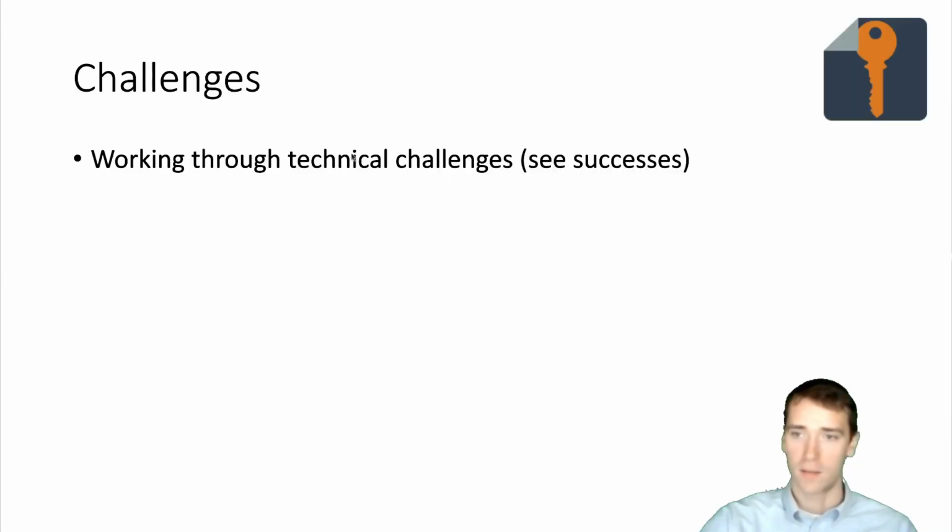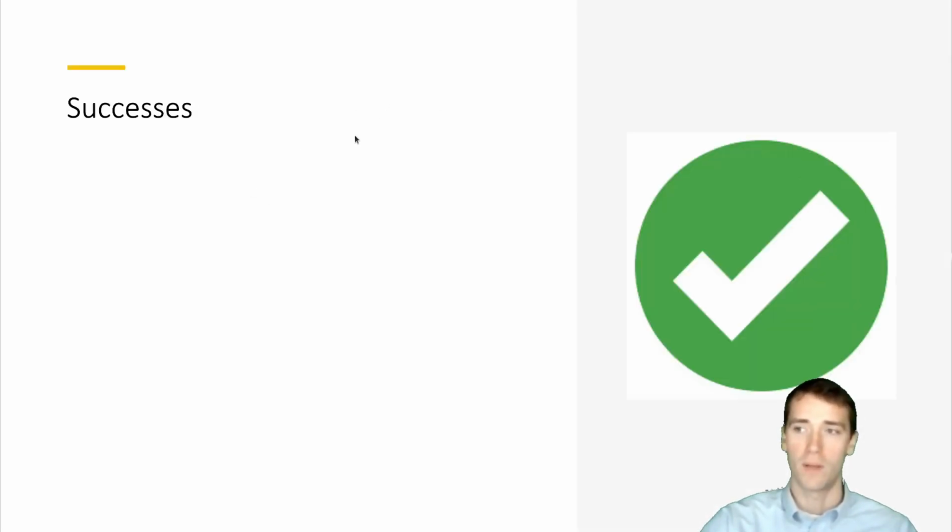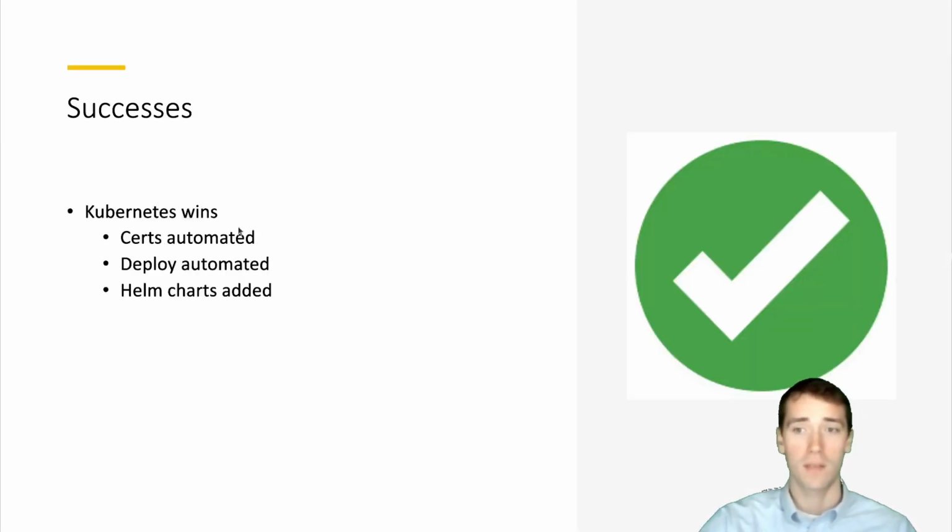So let's reflect. I'm going to try to keep this quick. Challenges. It's all been technical challenges so far, so you're going to see some of those in Successes. We'll just jump into that. Kubernetes wins. I finally figured out how to automate cert management, which I have been trying to do for a very long time. It actually works. I can get Let's Encrypt certificates automatically, no big deal.